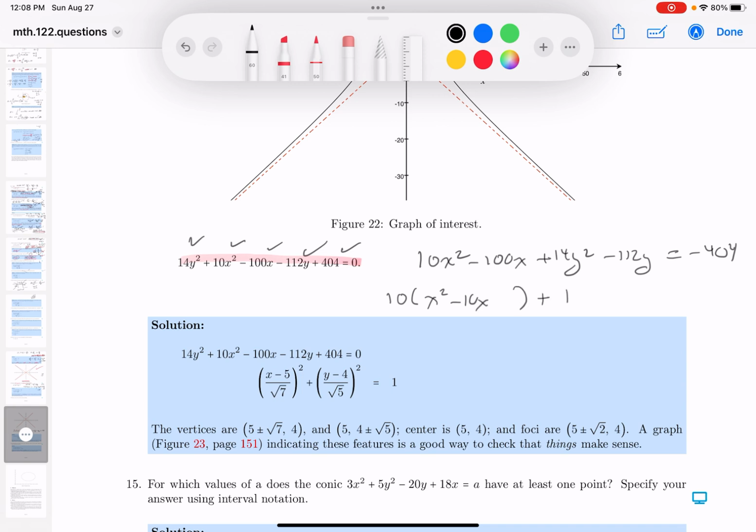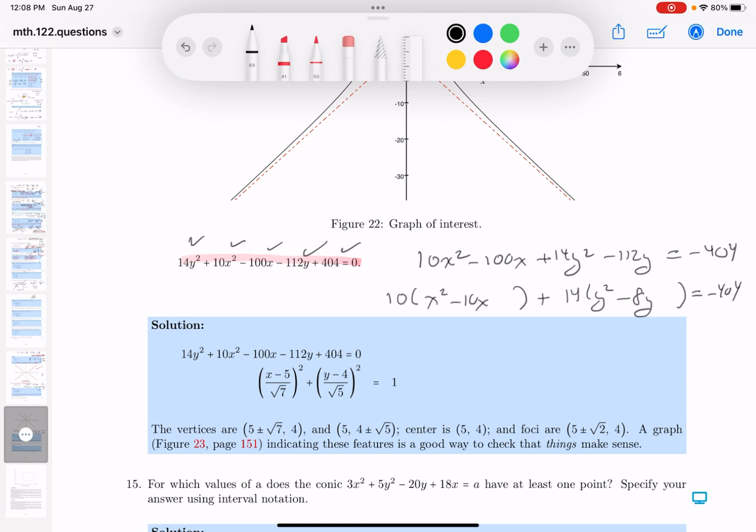I'm going to factor 14 out of the y terms, y squared minus, let's see, 112 divided by 14, it's 8, I'm sorry. I was saying 70 and 7 by mistake. I'm a little tired. No excuse, though. So 14 times y squared minus 8y equals minus 404.